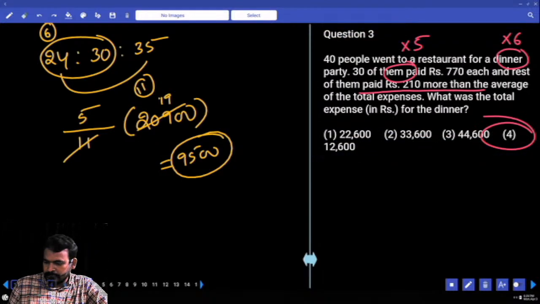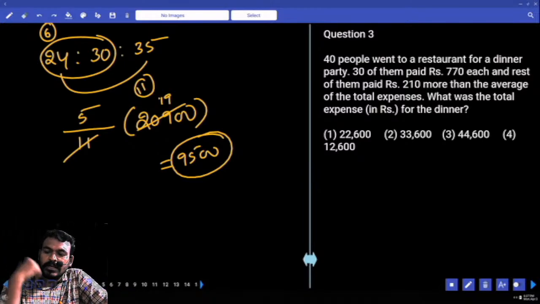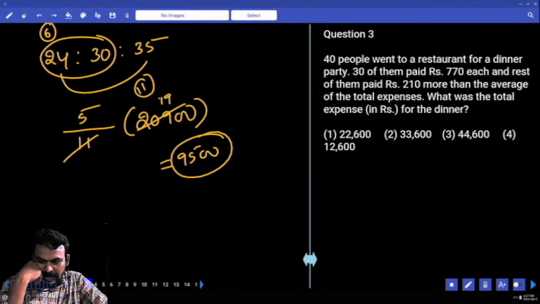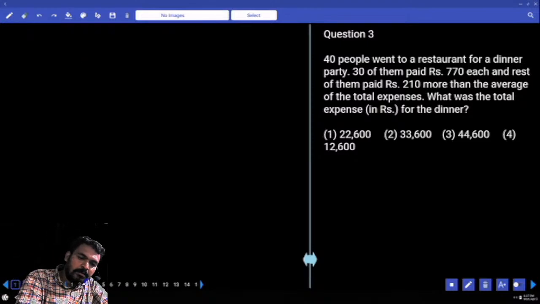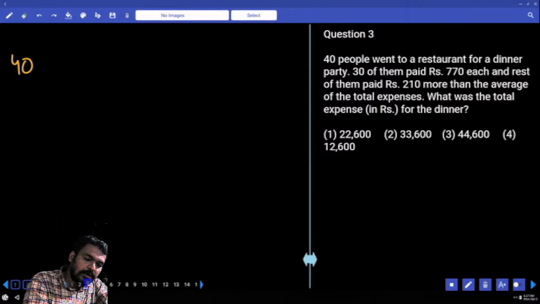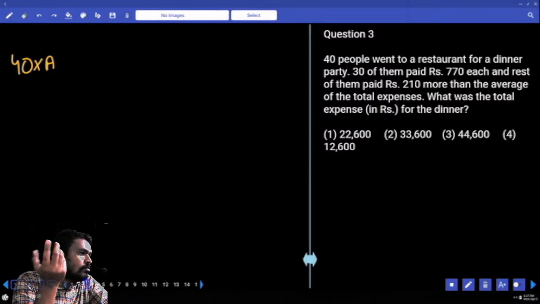Next, question number 3. 40 people went to a restaurant for a dinner party. 30 of them paid 770 each, and the rest of them paid 210 more than the average of the total expenses. What was the total expenses for the dinner? Total how many people? 40 people. Suppose the 40 people average we consider A. 40 people average is A means what is the 40 people sum? 40 into A. It is the total expenses.